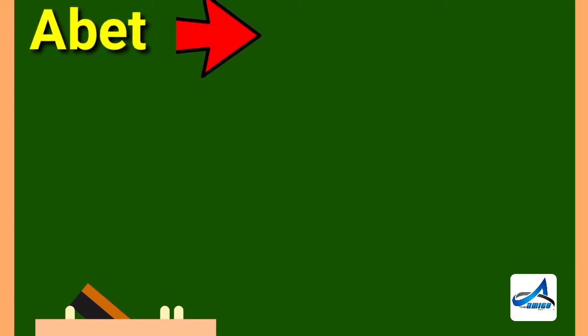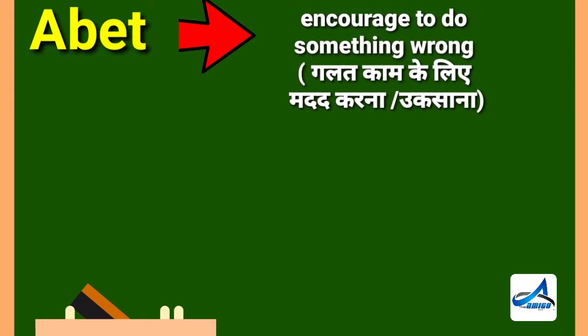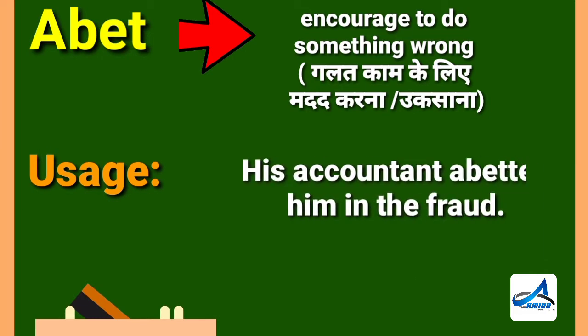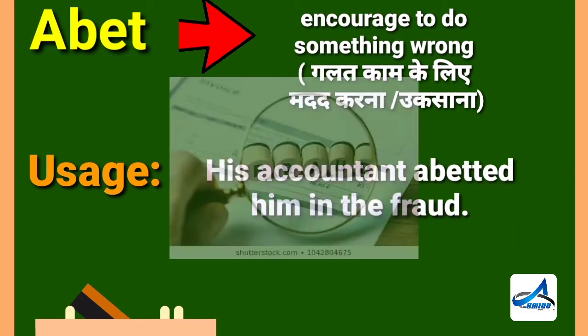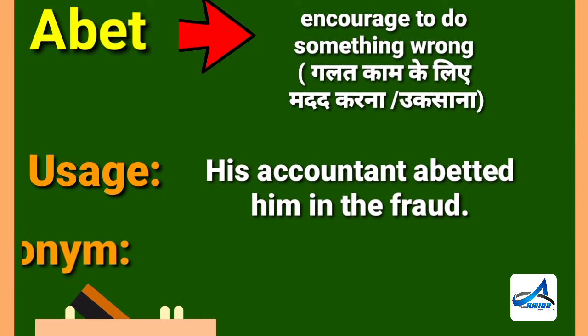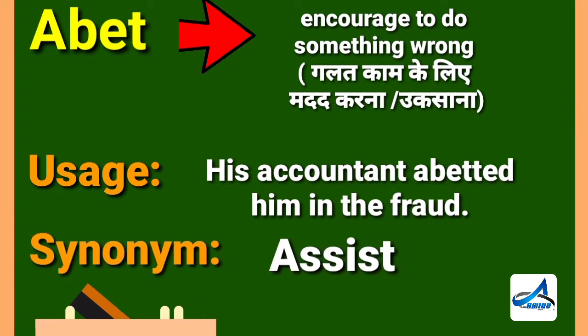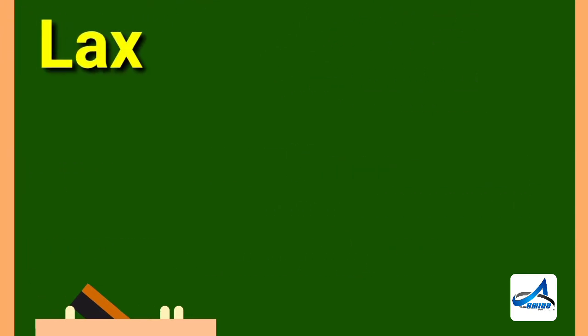Look at the first word, abet. Friends, abet means encourage to do something wrong. In Hindi you can say गलत काम करने के लिए मदद करना या फिर उकसाना. Now look at its sentence. His accountant abetted him in the fraud. Its synonym is assist.